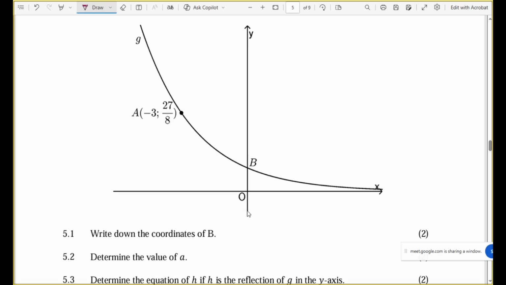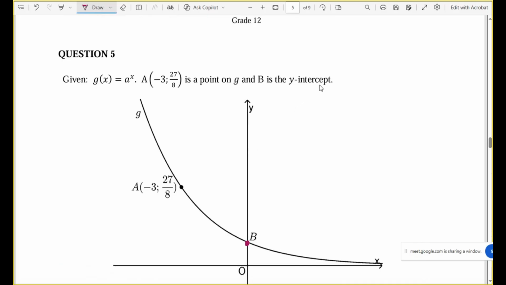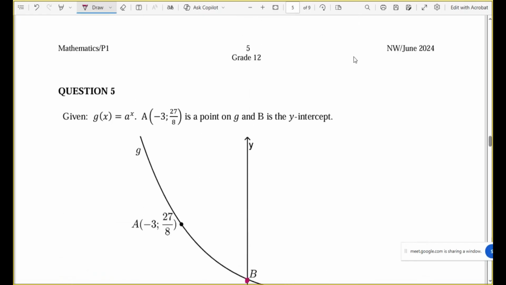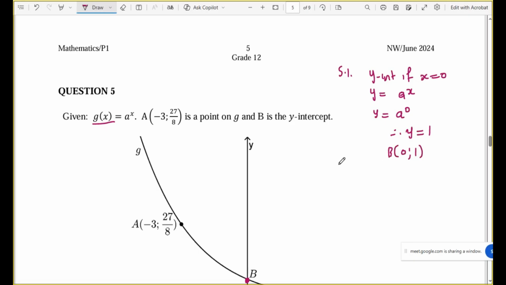What is B? Can someone tell me what is that B? The y-intercept. The y-intercept. So how do we find the y-intercept? Let x equal to 0. Exactly. 5.1. The y-intercept is where x is 0. So look at this. We know that y is equal to a to the x, and then the y-intercept will be a to the 0. Anything to the power 0 gives us y to be 1. So the coordinates of B will be 0 and 1. That's B. You understand?